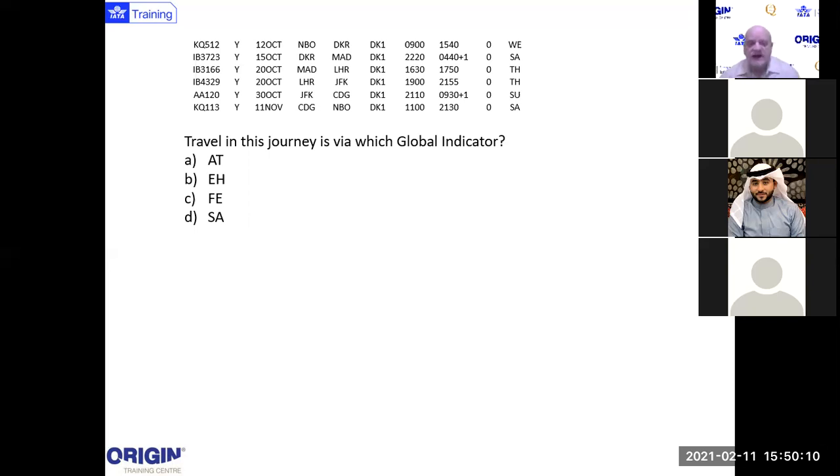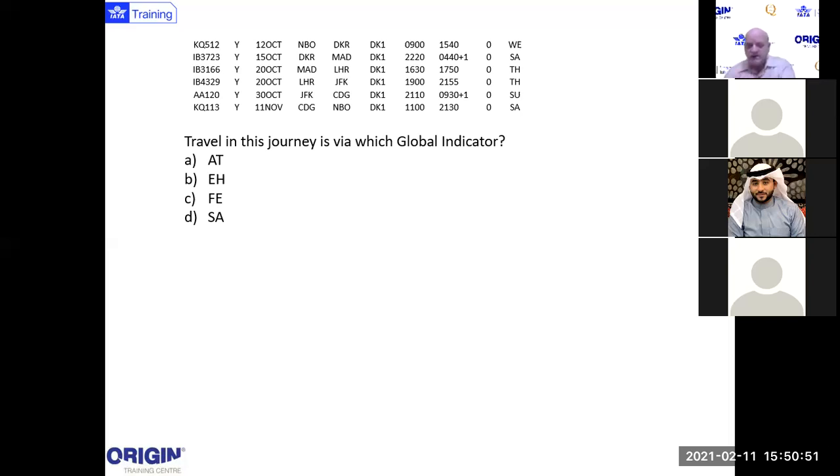Nairobi. Nairobi in Africa. Do you know DKR? Dakar. Well done. Dakar in Senegal, also Africa. MAD. Madrid. Madrid in Spain. LHR. Heathrow, London. Careful now. JFK. That's an airport. New York. Well done. CDG. Paris. So we're going Africa, Europe, USA, and back.